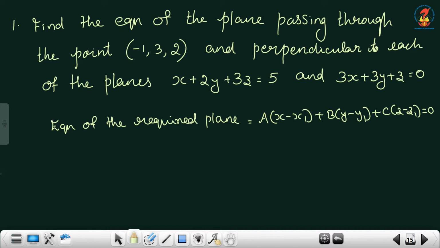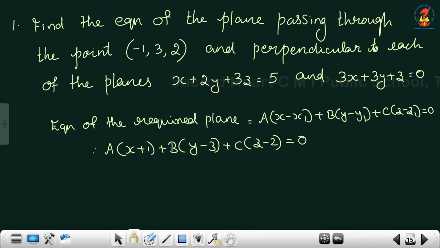Then the point we can substitute for x1, y1, z1. Therefore, a into x plus 1 plus b into y minus 3 plus c into z minus 2 equal to 0. Okay, and we need a, b and c. Then only the equation we get. A, b and c represent the normal to the plane, perpendicular to the plane. But that is not given in the question.